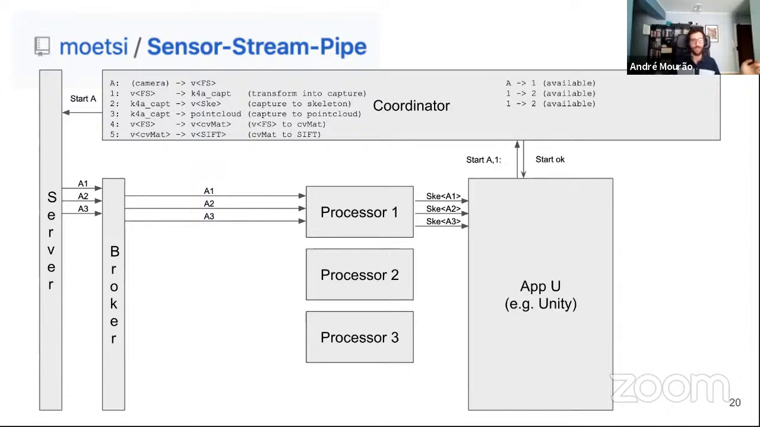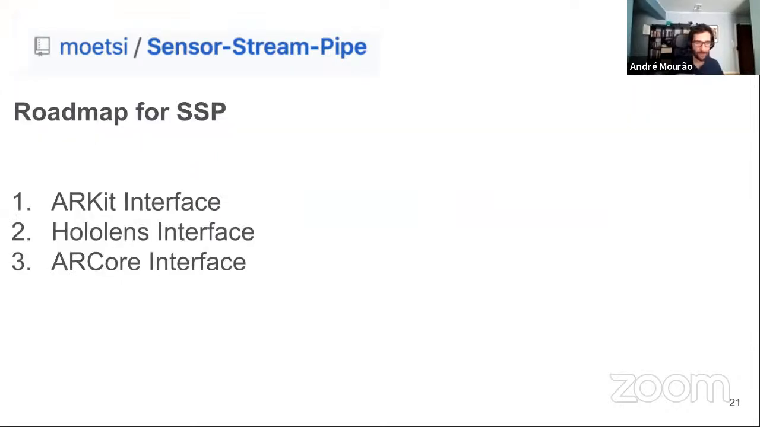You just need to tell the coordinator, I need to get data from a Kinect to do skeleton tracking, and you'll receive the skeleton metadata in JSON standard format, and you'll be able to use this data in your application in real time without having to deal with the frames. Just deal with the output of this larger ecosystem. So I'll pass the word back to Olenka so she can tell you the roadmap of SSP.